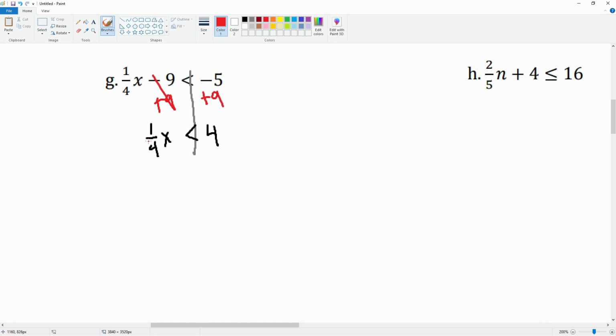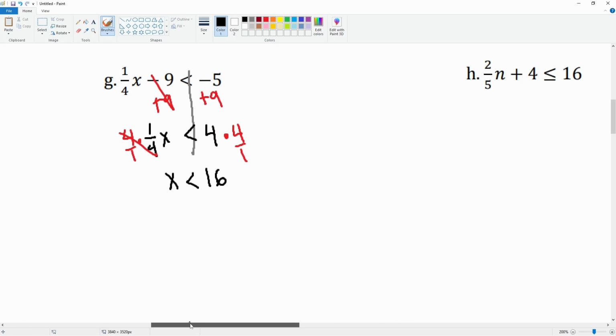We have a divide by 4 here, so we're going to multiply by 4 over 1, or just 4. This cancels. The 1 just becomes 1, leaving you with just an x. 4 times 4 is 16. Because you multiply by a positive, nothing happens. The inequality remains the same. So it is x is less than 16.